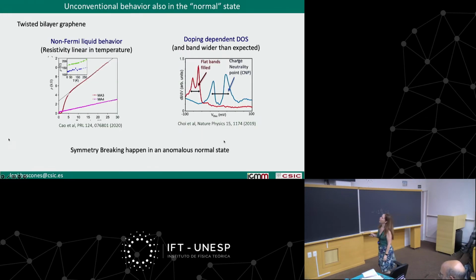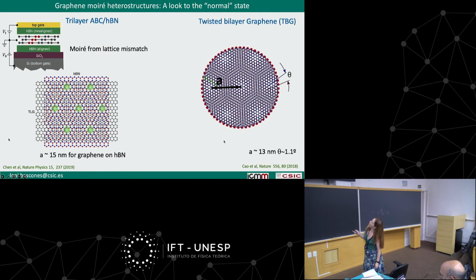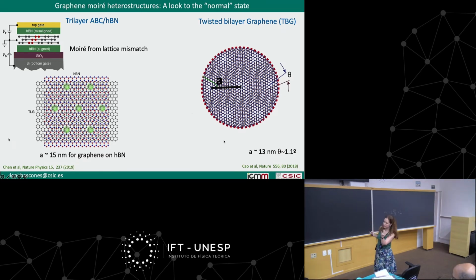Okay, so now what I'm going to discuss, I have mentioned to you a bit about twisted bilayer graphene. This is what I'm going to talk about tomorrow, the way in which we will describe this system in the talk. Maybe I'll mention one or two words about that. And I'm going to talk to you about this system, the three-layer ABC on boron nitride.